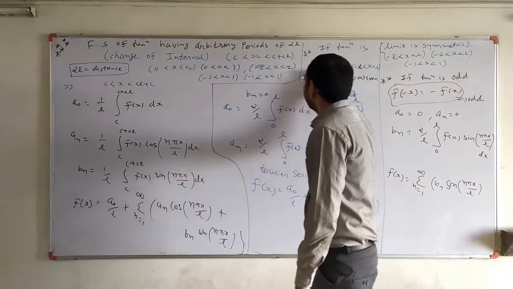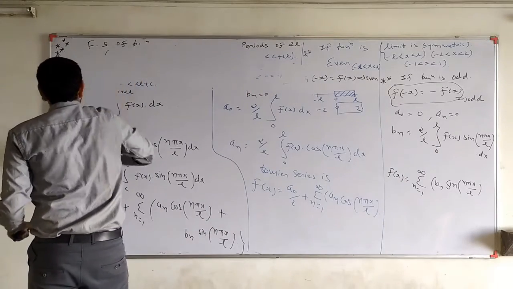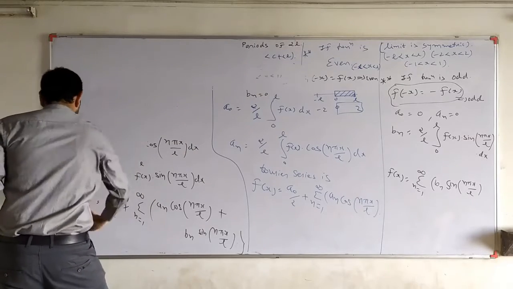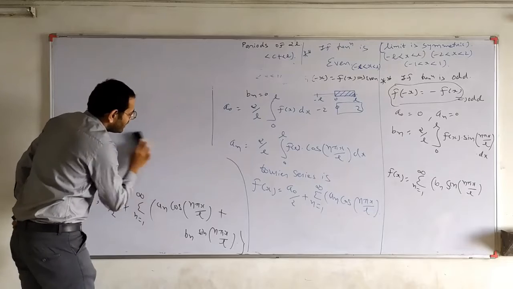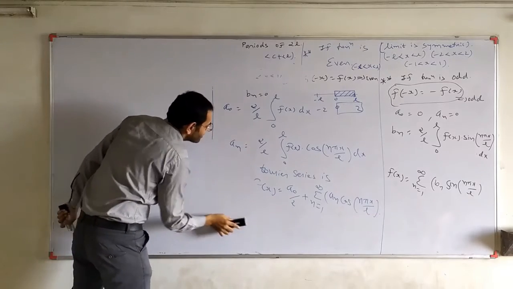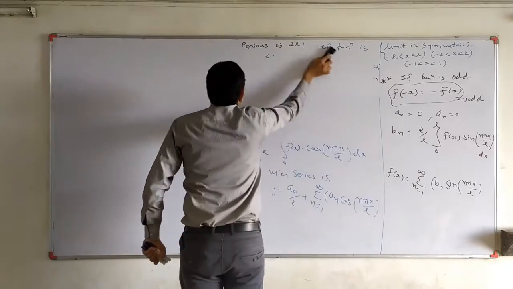These are the formulas for finding the Fourier series having arbitrary periods, meaning in terms of the interval of range, the constant limit which is given in the function or question.